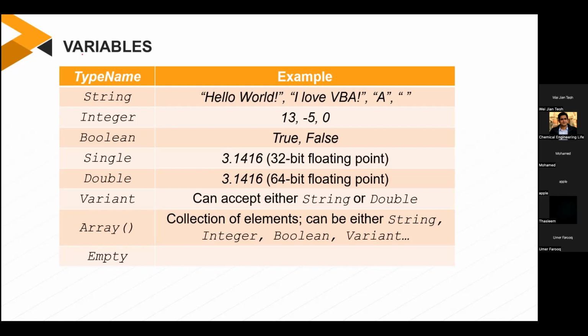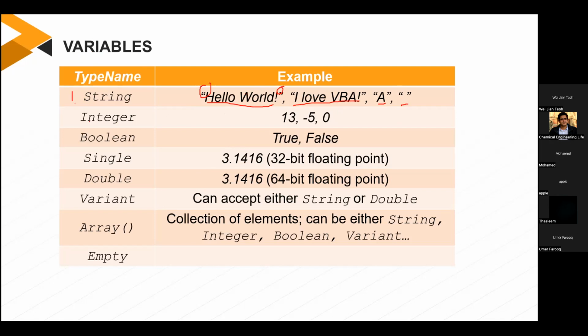The first thing is to recognize the type of the variable. Before you start anything, recognize the type, right? The first type is a string. A string is basically any kind of text, right? So "hello world" is a string. "I love VBA!" is a string. The capital letter A is a string. A space bar is a string. And we create these kinds of variables by using inverted commas at the start and the end. So the inverted commas are very important, don't forget them.